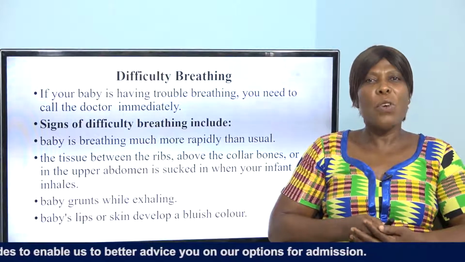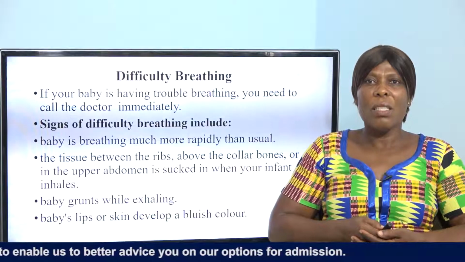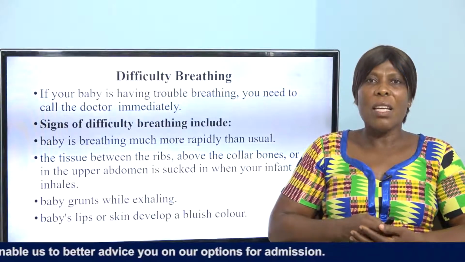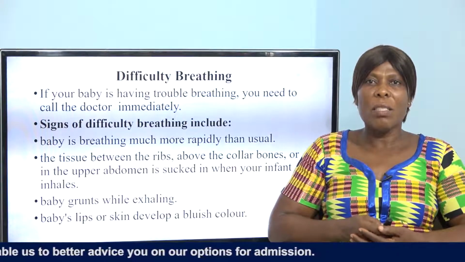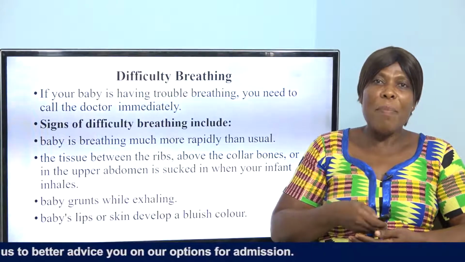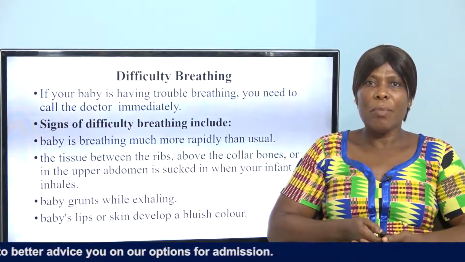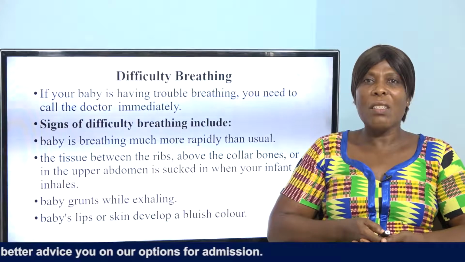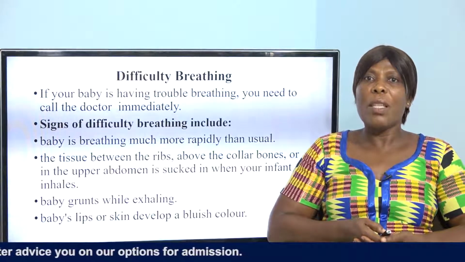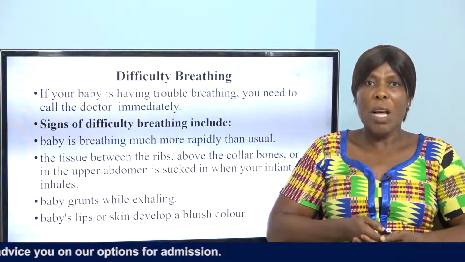Another sign is difficulty in breathing. And this comes in various ways. So you need to inform your caregiver about this difficulty in breathing. Because some of them, as they continue to have difficulty in breathing, there may be obstruction in the trachea or the airway. So what are the signs that you see with a child with difficulty in breathing? They said breathing is much more rapid and then unusual.